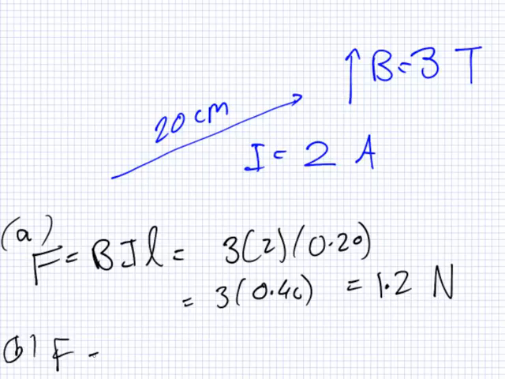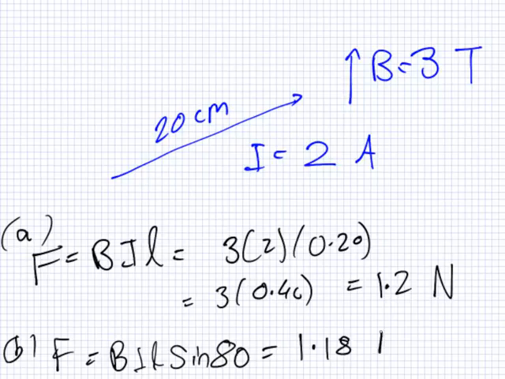Now, if it was at an angle of 80, then the only difference is you have a sine 80, which gives 1.18 newtons.